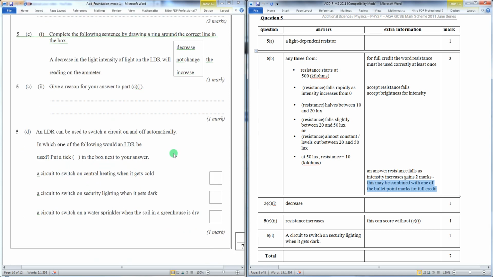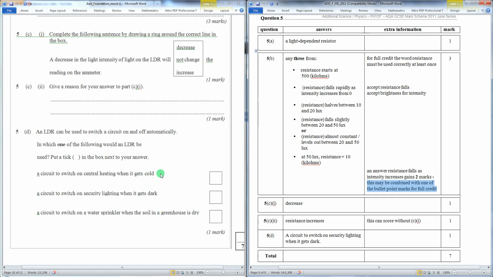And the final part is talking about an application of this circuit. So an LDR can be used to switch a circuit on and off automatically. In which one of the following would an LDR be used? Well, here you just have to look at the context that we've been talking about. All the information in the question has been about light intensity.